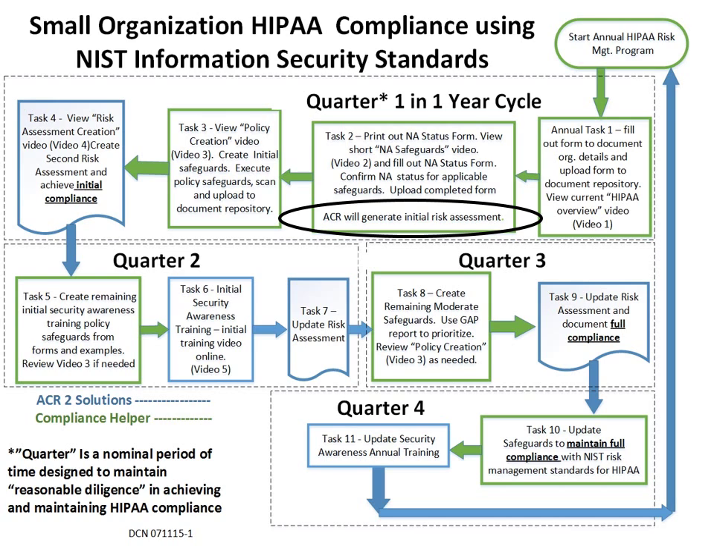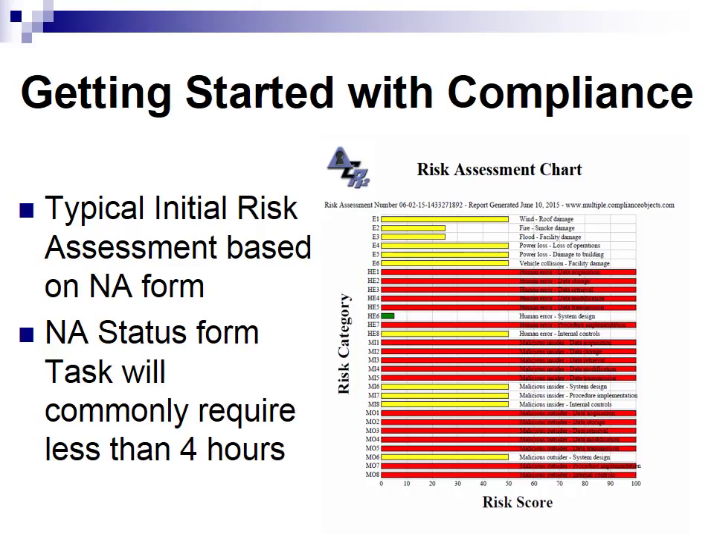Using the information from the client's site-specific NA form, ACER 2 will generate the initial risk assessment for the site. Filling out the NA status form will typically take less than 4 hours and is likely to generate a risk chart similar to that shown. In this risk chart, red stands for high risks that need to be remediated as soon as possible. Moderate or yellow risks should be managed in a, quote, reasonable period of time, often defined as a year. Low or green risks need to be monitored, but do not require additional remediation.